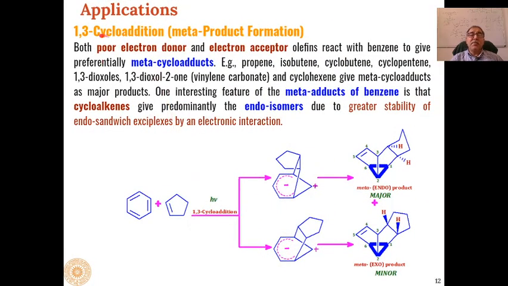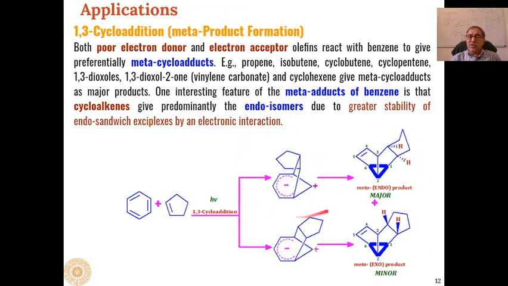Then similarly, meta product formation or 1,3 cycloaddition reactions can also take place when an aromatic ring is reacted with say pi systems. For example, in this case, when cyclopentene is reacted with benzene, it can undergo 1,3 cycloaddition in the presence of UV light. And in such reactions, the endo product is formed as the major product, whereas the exo product is formed as the minor product.